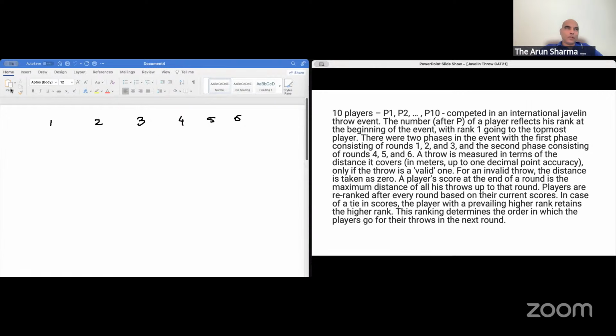So you know that at this point, you are trying to build a table for the performances of the 10 players. So you will write your P1 to P10 on the rows. These are the 10 players. And round one, two, three is the first phase. Round four, five, six is the second phase. Let's go ahead further. A throw is measured.